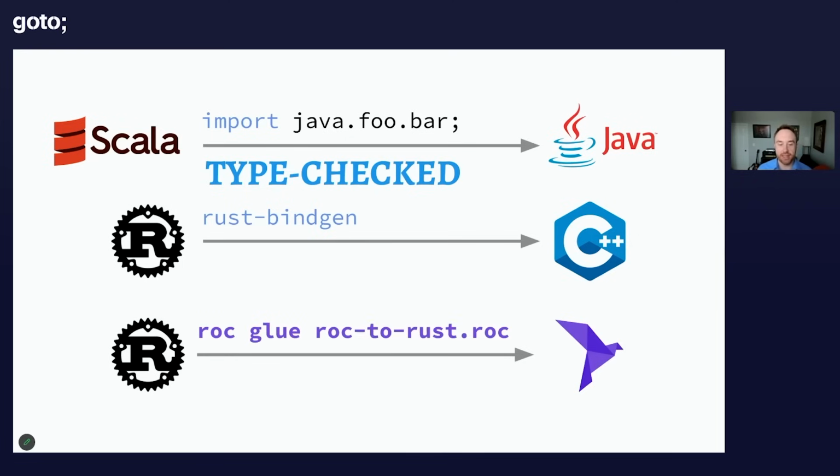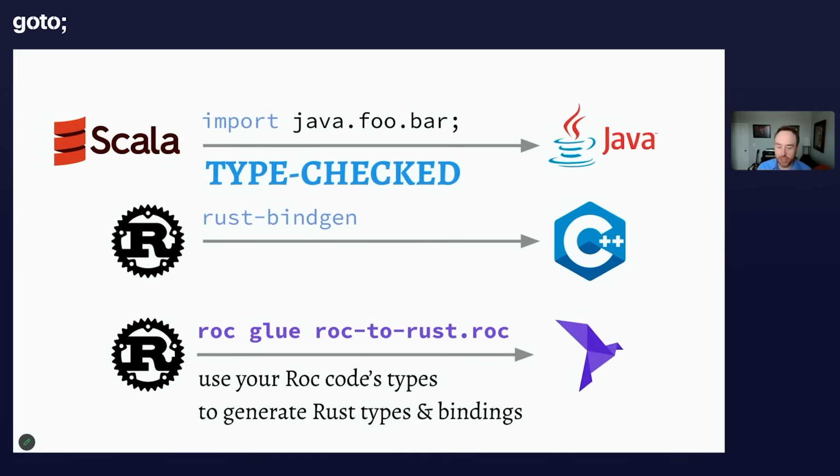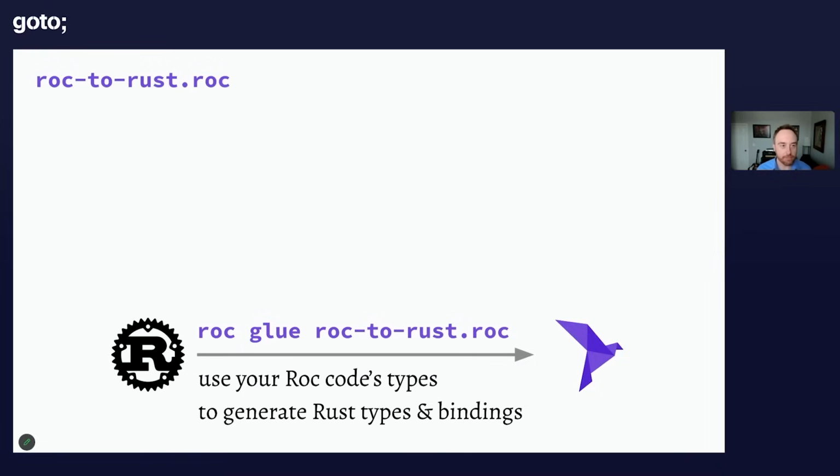So what I can do is start by running this command, roc glue, and then I give it a .roc file, which specifies how to convert from Roc types to generated Rust. Basically, what this roc glue command will do is use my Roc code's types to generate Rust types and bindings, just like Rust bindgen did starting from C++, except this is starting from Roc instead of from C++. And also this is baked into the Roc compiler. You don't need to get a separate CLI for it. It's just right there in the language. So here's what rust.roc would look like.